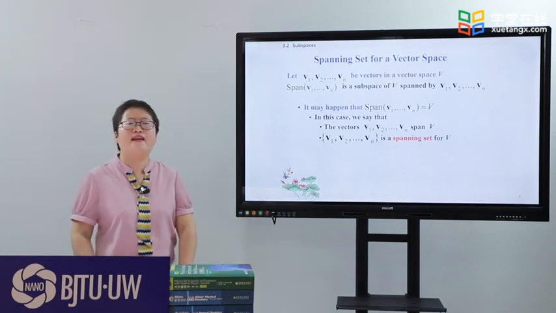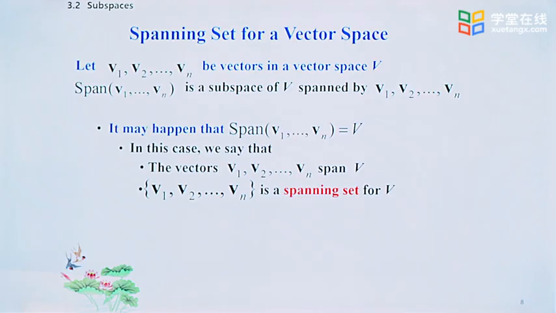Now we have another concept about a spanning set for a vector space. So what is a spanning set? Let V1, V2 till Vn be vectors in a vector space V, and the span of V1 till Vn is a subspace of V, spanned by these given vectors.